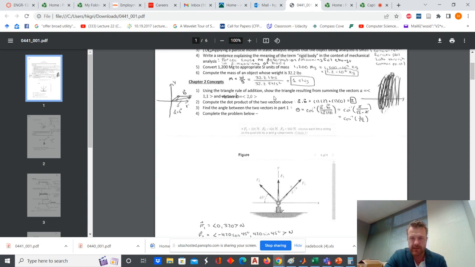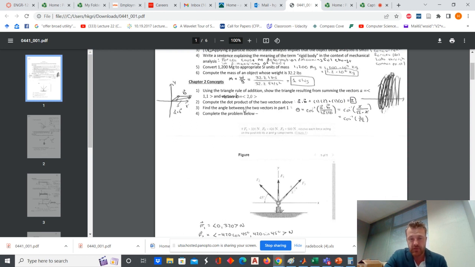2, compute the dot product of the vectors above. When we compute dot products, we multiply the common components together and we add. So if A has an x component of 1 and B has an x component of 2, 2 times 1 will be 2. If we do the same thing for the y components, 1 times 0, that will be 0, and 2 plus 0 is just 2. So that's how I'm getting the dot product there.